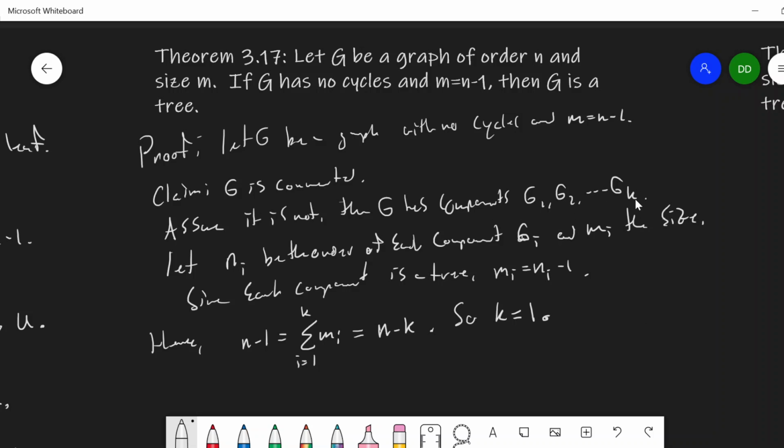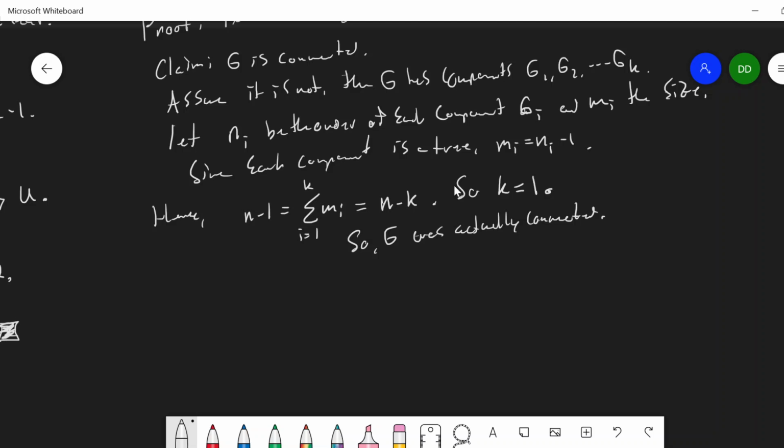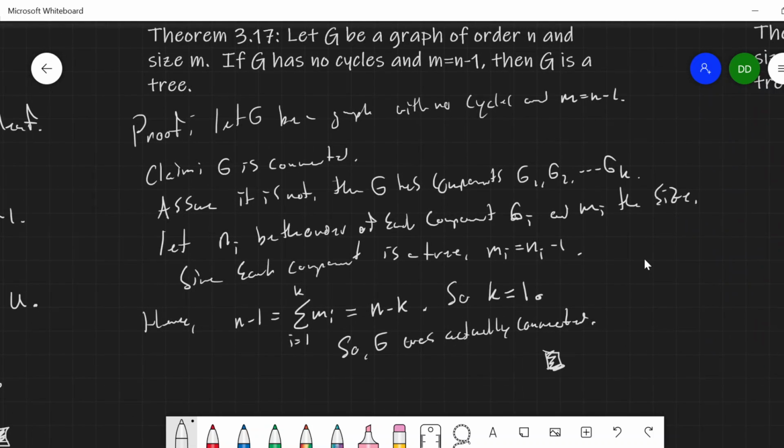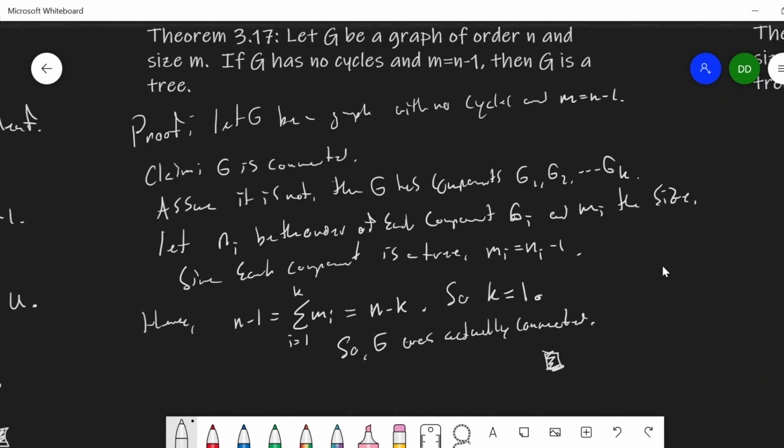That is, G just had one component, and so it was connected. So G was actually connected. That contradicts our assumption that it wasn't connected, it had components, and so that proves the theorem. I guess I didn't really need a proof by contradiction here, but it works. All right.